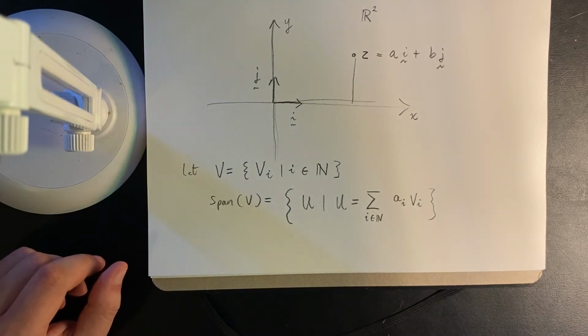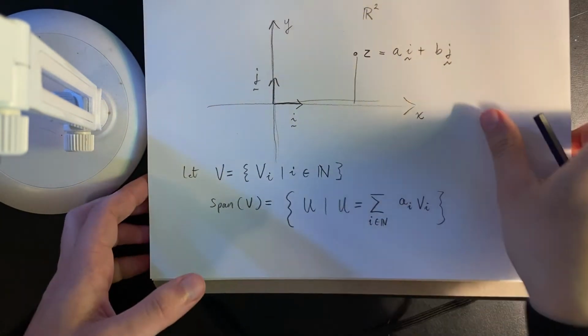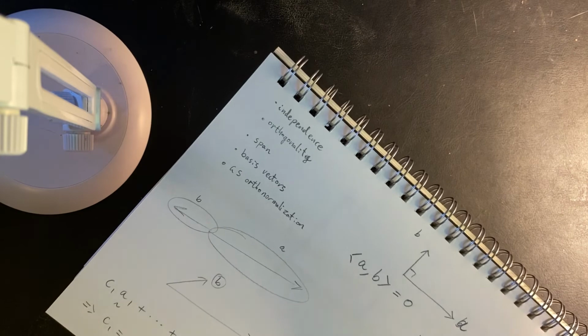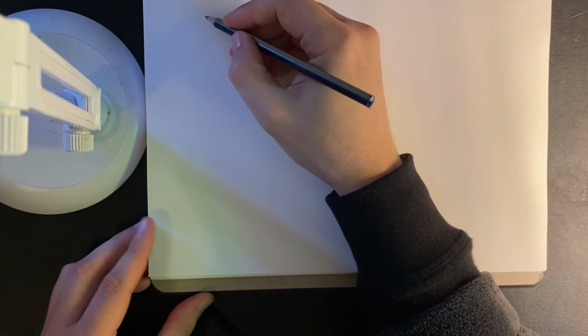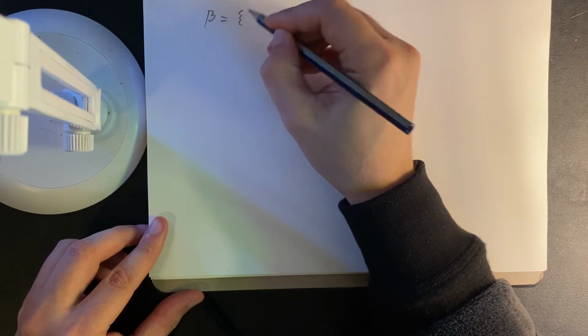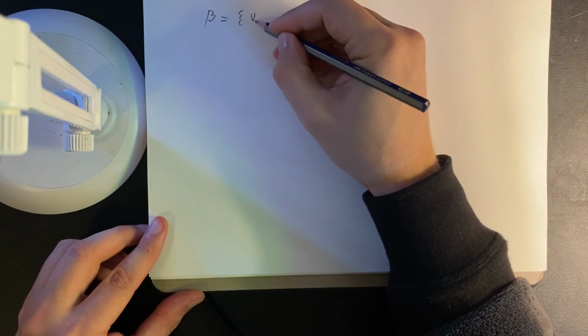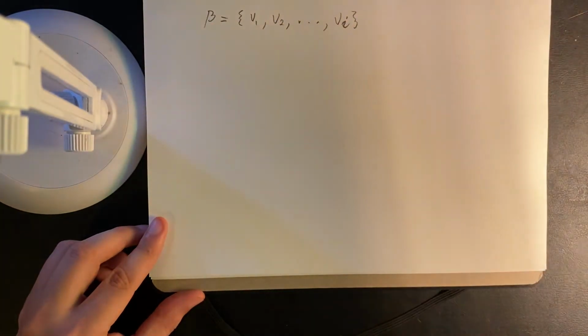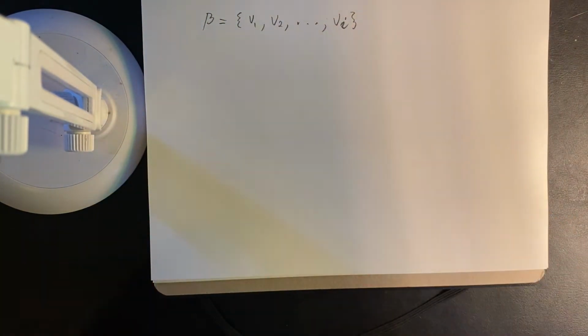So where was I going? Lost my train of thought. Span, basis vectors. Okay, basis vectors. So let's say that beta is a set of vectors of any size. It can be two-dimensional, three-dimensional, 10-dimensional. It's fine.